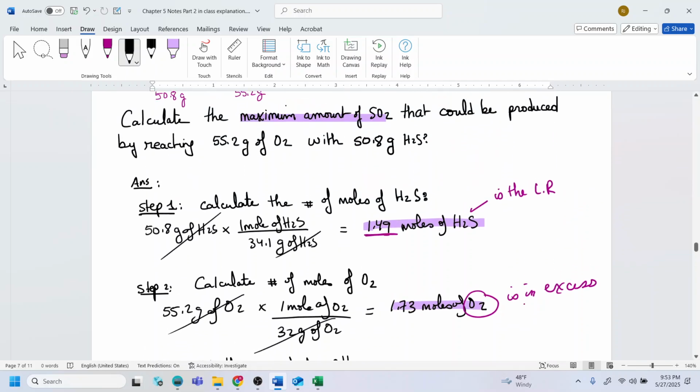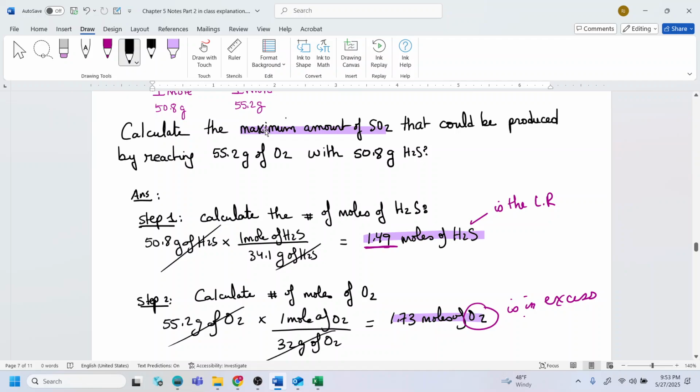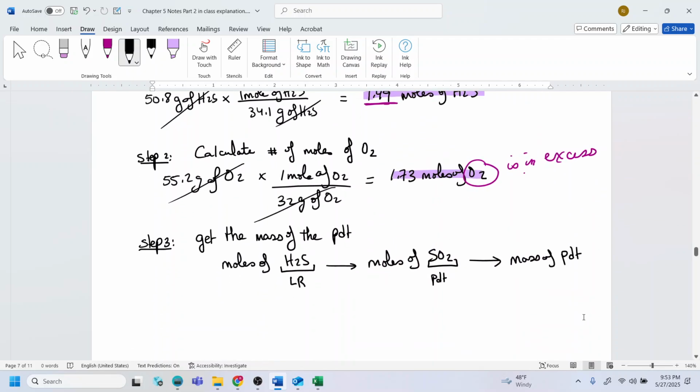And this is what they meant by calculate the maximum amount. The maximum amount is the mass that is formed of the product. So I need the mass of the product. To get the mass of the product, I need the moles of the product. And to get the moles of the product, I can simply relate it to the moles of the limiting reagent, because I know that I used all of this in order to get the moles of the product.